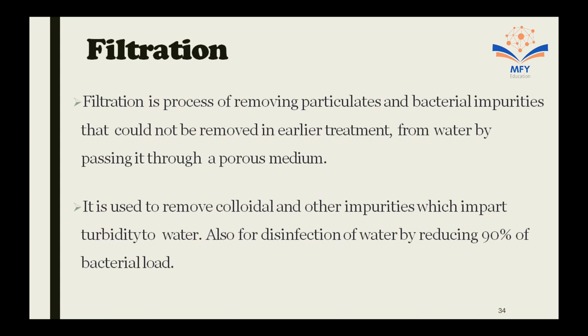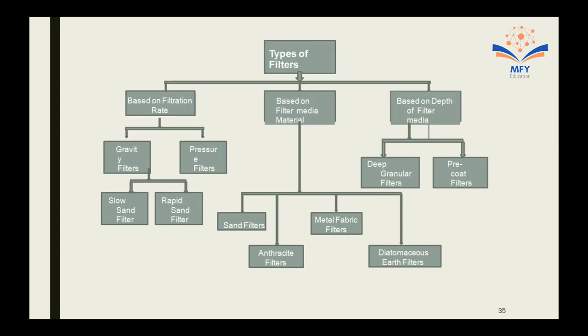There are various types of filters available to treat certain types of wastewater. Selection totally depends on characteristics of wastewater, efficiency of absorbent, flow rate and pollutant to be removed from wastewater. These are the types of filters shown in this picture: based on filtration rate, based on filter media material, and based on depth of filter media.